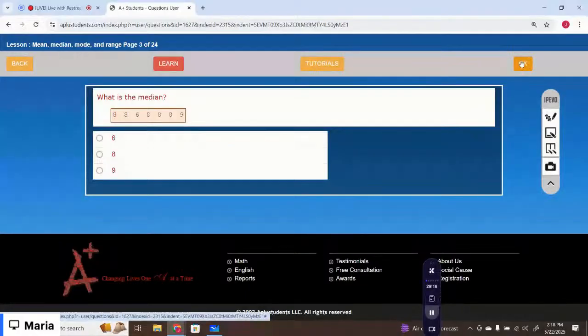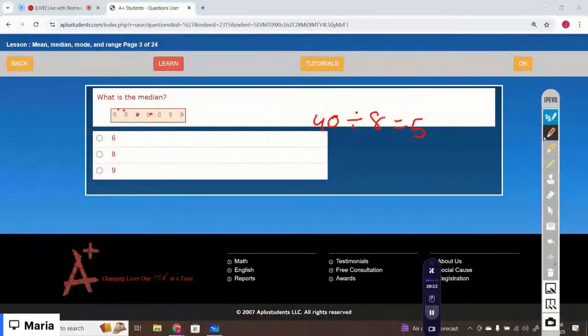What is the median? So for the median, we need to arrange the numbers from least to greatest. So let's just arrange: 6, 6, 8, 8, 8, 8, and 9. Right? Now we need to find the median. 1, 2, 3, 4, 5, 6, 7. So the fourth one is the median. For the median, we have all the numbers that are less than or equal to the median and after the median.